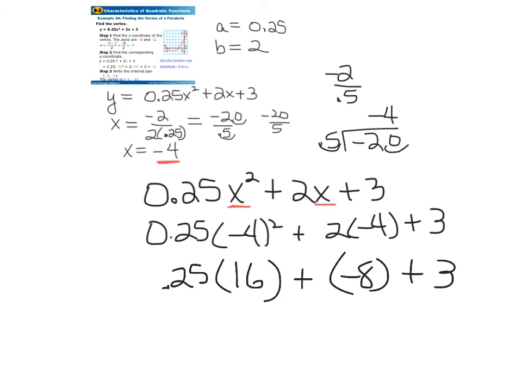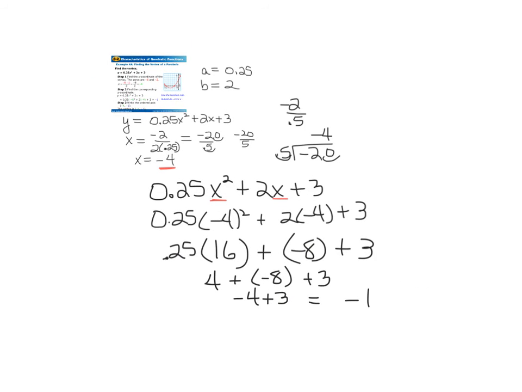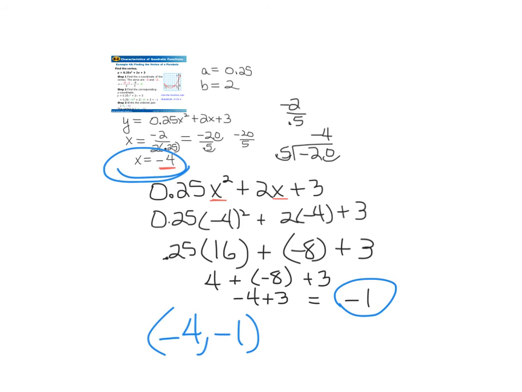0.25 times 16 is just 4. And then I have the plus negative 8 plus 3. I'm going to work left to right now. Negative 4 plus 3, and then I get negative 1. So now my vertex is what I got right here and what I got right here. So negative 4, comma, negative 1.